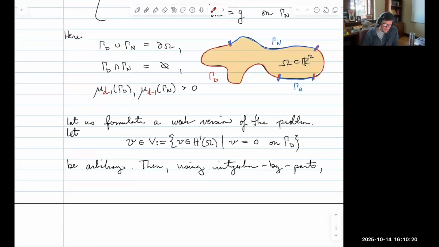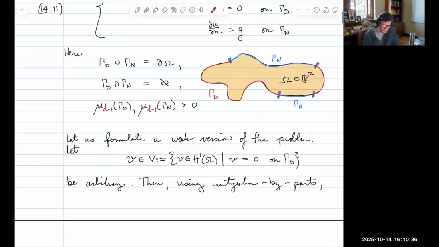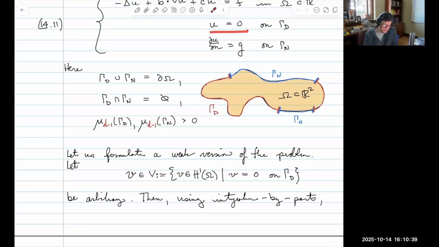So let's formulate a weak version of this problem. First of all, we need a space. The space that we need is going to be a subset of H^1 such that v is equal to 0 on that part of the boundary where we're setting boundary conditions of the Dirichlet type, gamma D. That's the space we're just going to call V, for lack of a better notation. And it is, in fact, a linear space.